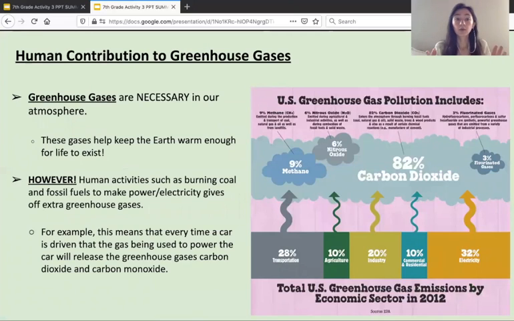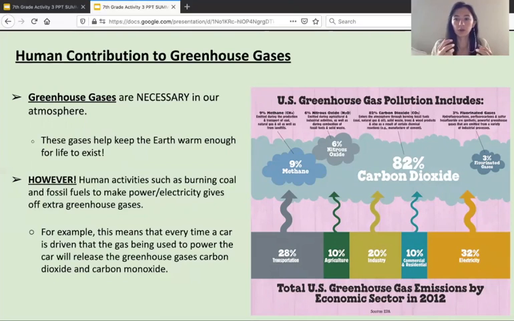Okay, so human contribution to greenhouse gases. This is where things get into human impact. So greenhouse gases, as I've said, are necessary for our atmosphere. They keep our climate warm enough for life to exist. However, human activity, such as burning coal and other fossil fuels like gas to create power and electricity, releases extra greenhouse gas. So when your car turns on and it starts running, it is burning gas, which releases carbon dioxide particles out into the air. And then they float out into the atmosphere.